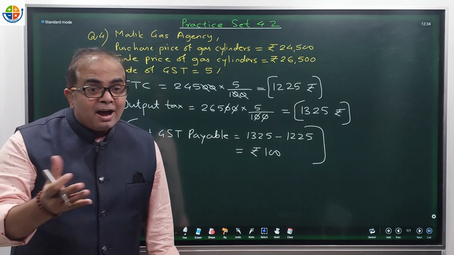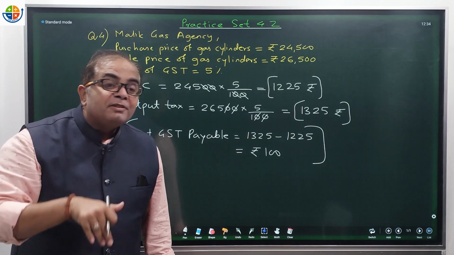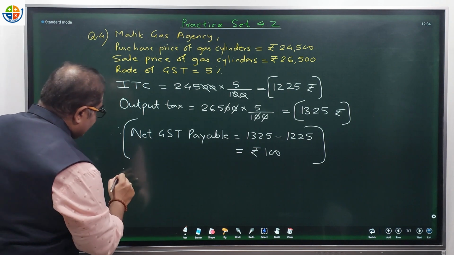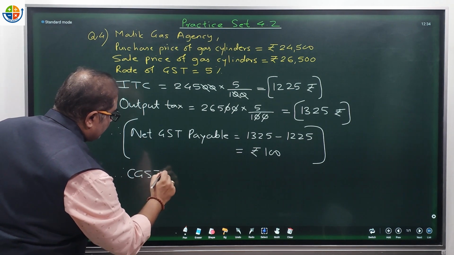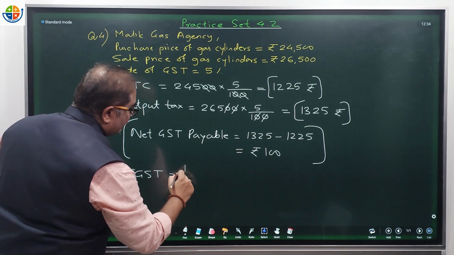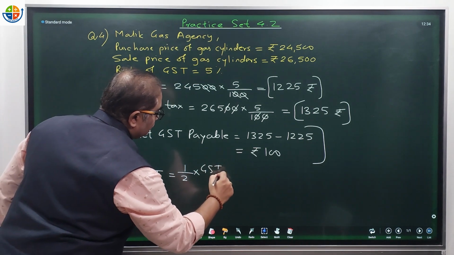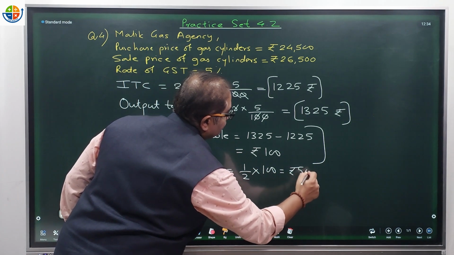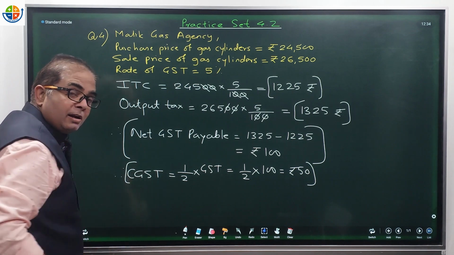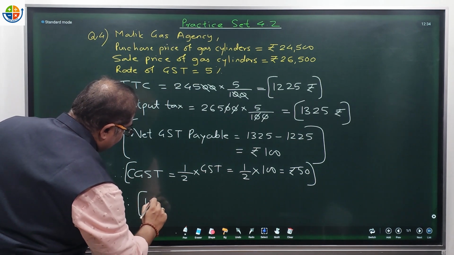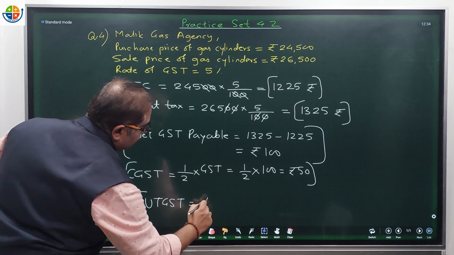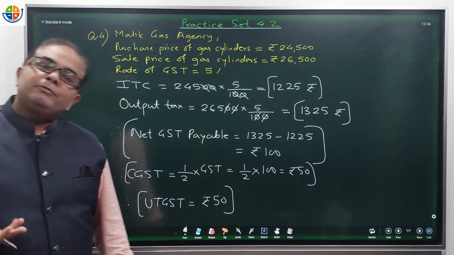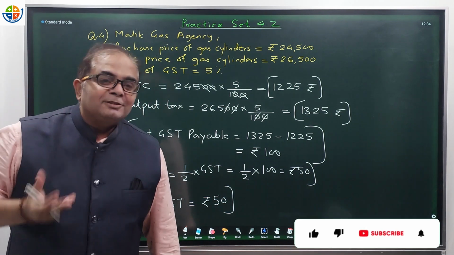Correct. So how much is CGST and UTGST? CGST and SGST half of होता है. अभी SGST is now in this case is replacing with UTGST. So that is also half of, right? So CGST is half of this. So half of GST, that is half of 100. So that is rupees 50. Correct. And same is UTGST. कितना होगा? अगर ये 50 है तो ये भी कितना हो गया? 50. है ना? इजी. समझ में आ रहा है?